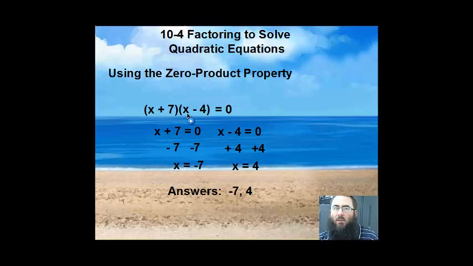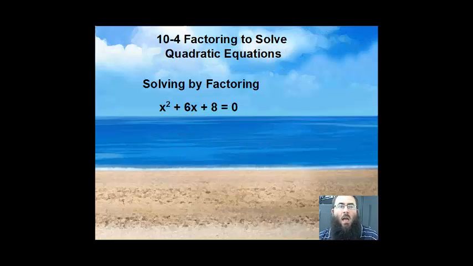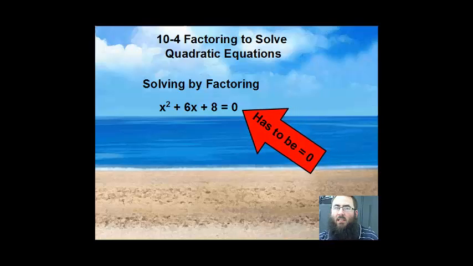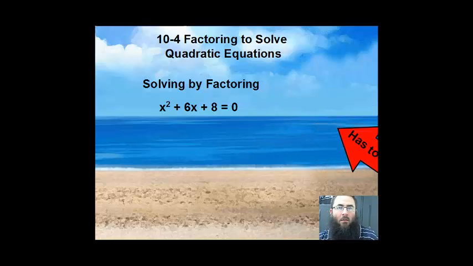All right, well, those are pretty simple because the binomials are already given to you. Well, let's make it more difficult. x squared + 6x + 8 = 0. Remember, it always has to start off equal to 0. In this case, it does. I wonder if later in the video we're going to come up with some that don't equal 0.